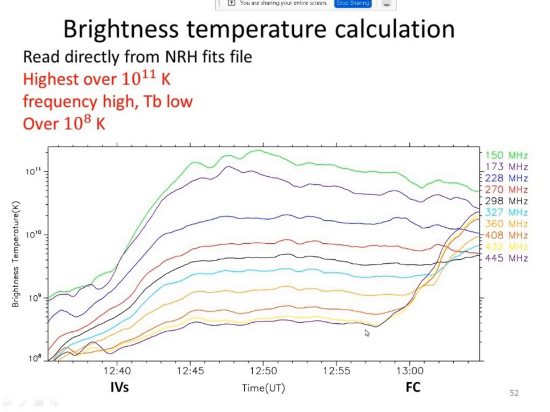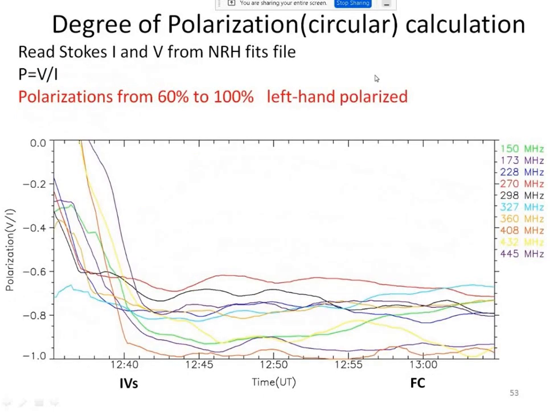This is the type 4 radio burst, and this is the end of type 4, because at this time the flare continuum started to appear, which interrupts the type 4 radio burst. So these parts are not very trustable. So here is the type 4 radio burst.